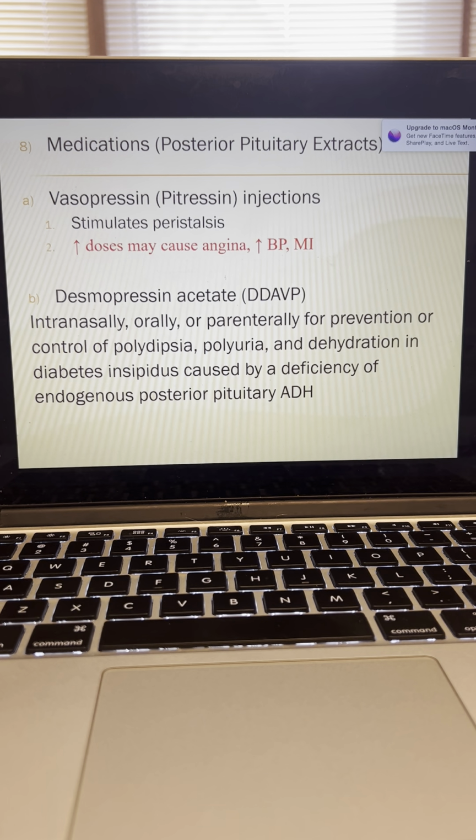E, medications of the posterior pituitary. One of those is vasopressin, Pitressin. This is an injection. It also stimulates peristalsis and it causes vasoconstriction. So increased doses, due to the vasoconstriction, can cause angina, high blood pressure, and MI.